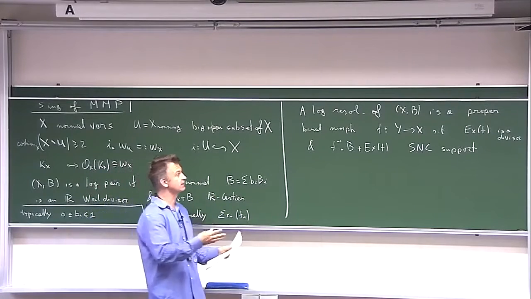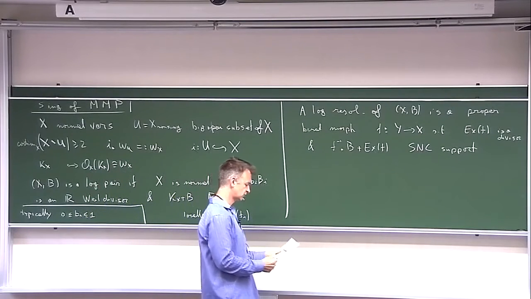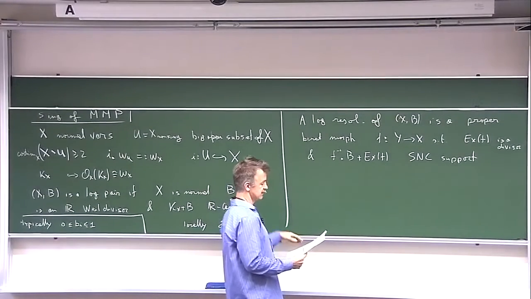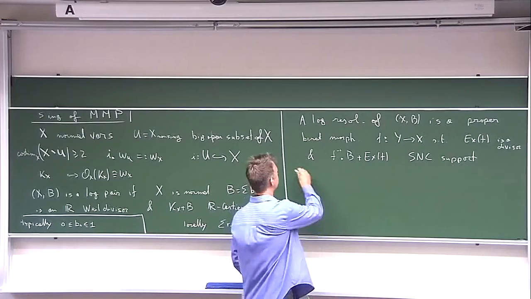It may be a pain, given a pair, to write down the log resolution, but in practice you can do it in most cases of interest, and they always exist in characteristic 0 by Hironaka's theorem.